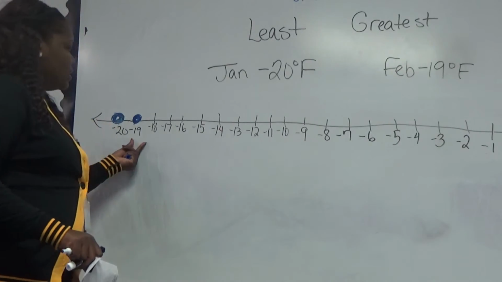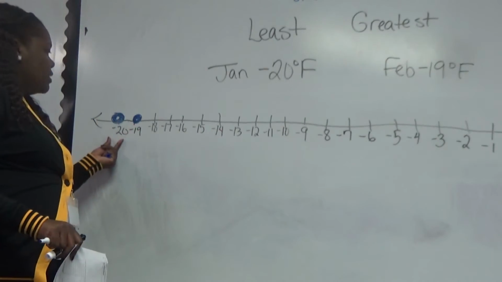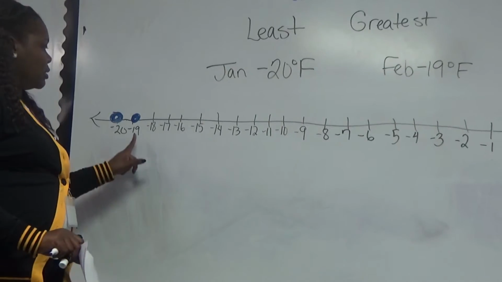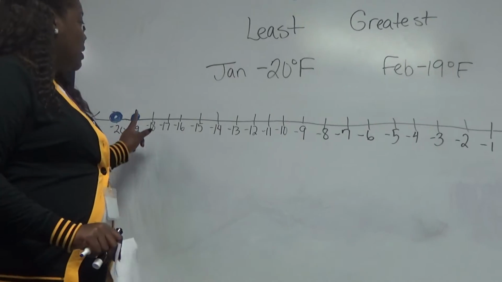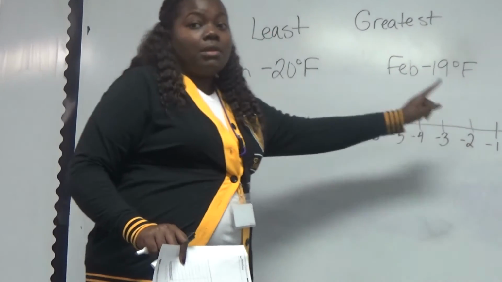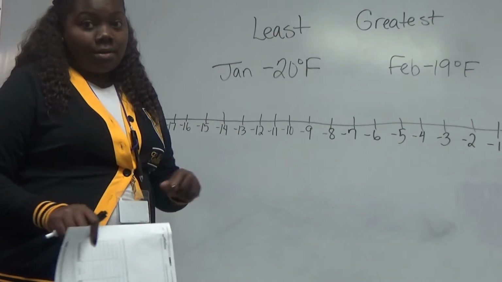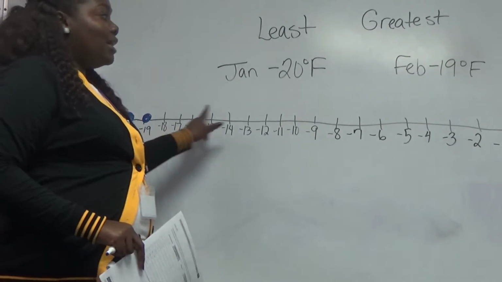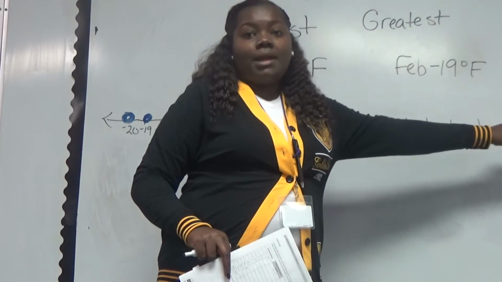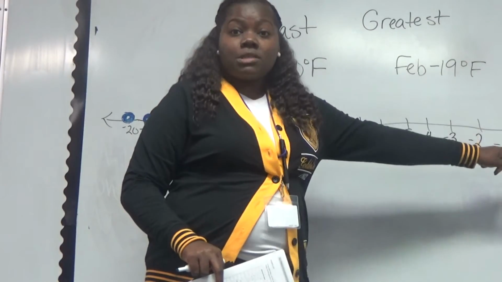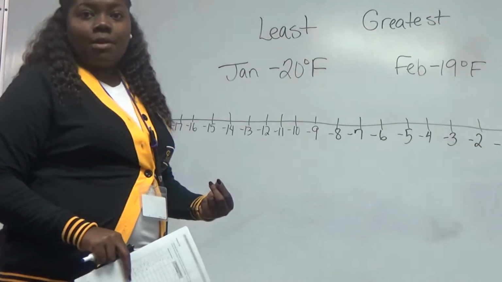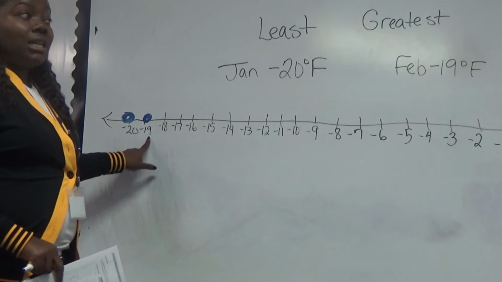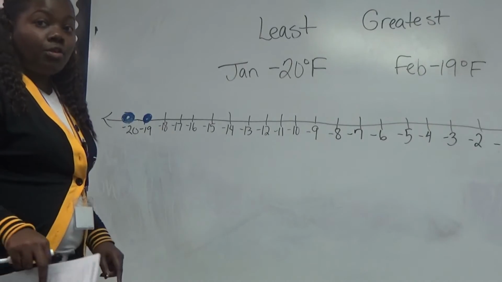So if I look at negative 19 and I look at negative 20, which number is closer to 0? Negative 19. So that means that negative 19 is closer to 0. So it is my greatest number. When you are comparing numbers, whichever one is closer to 0, that's your greatest number, okay? So I'm comparing negative 19 and negative 20. The one that's closer is your greatest number.